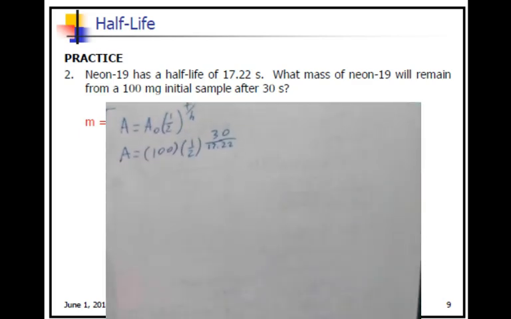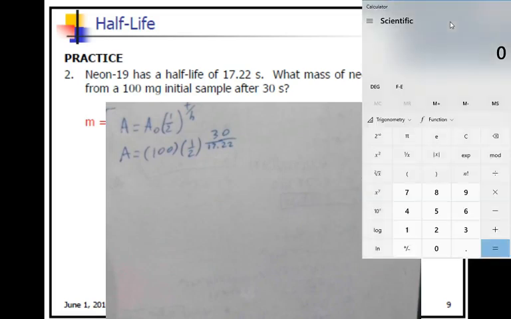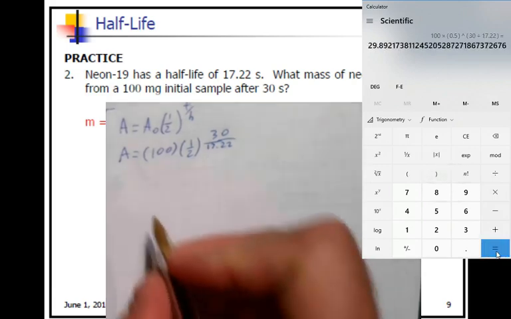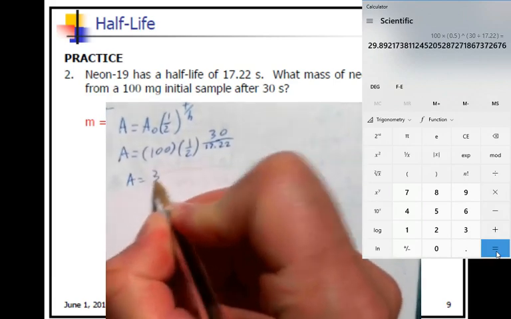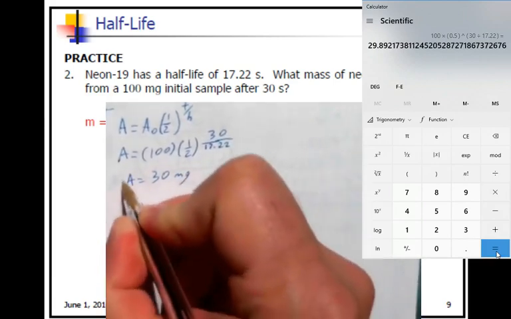Let's put this in our calculator. So we start with 100 times, for a half, I'm going to put 0.5 instead of 1 divided by 2. For my exponent, I'll put this in brackets, 30 divided by 17.22. Close the brackets and press equals. And we have 29.89. Rounding to two significant digits, we have 30 milligrams.